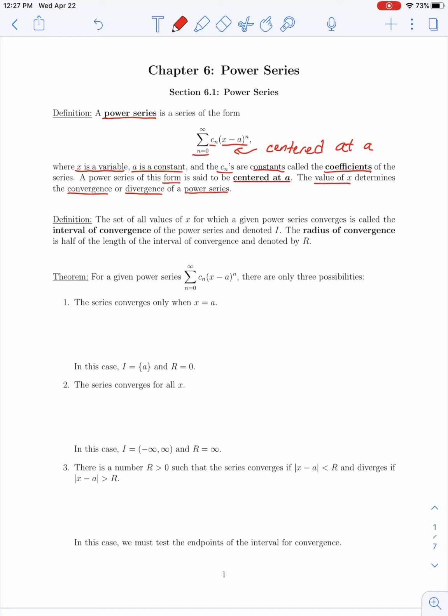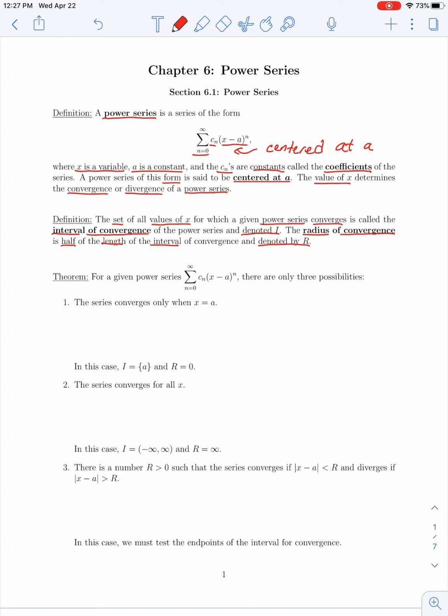So the name that we would give this set is the following: the set of values of x where a power series converges is called its interval of convergence, and it's denoted as capital I for interval. And we could then define something called the radius of convergence as half the length of the interval of convergence. And the radius of convergence is denoted by capital R.